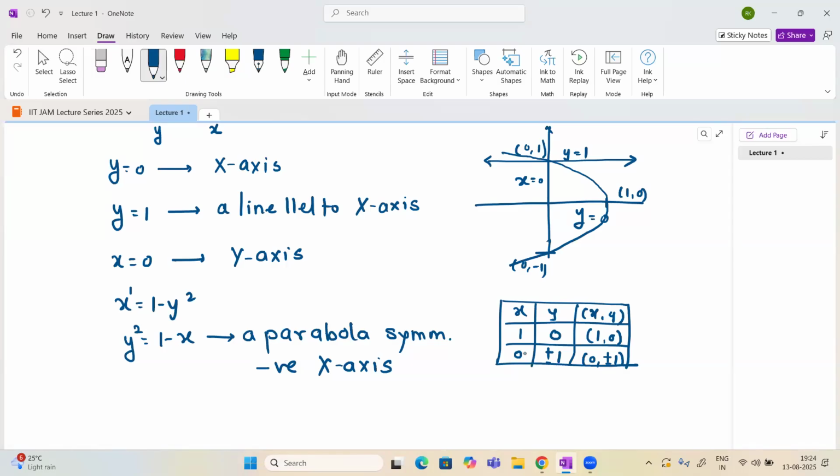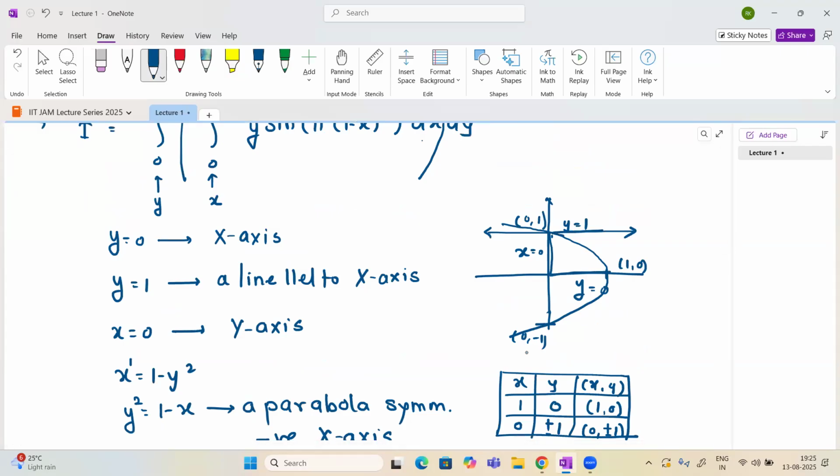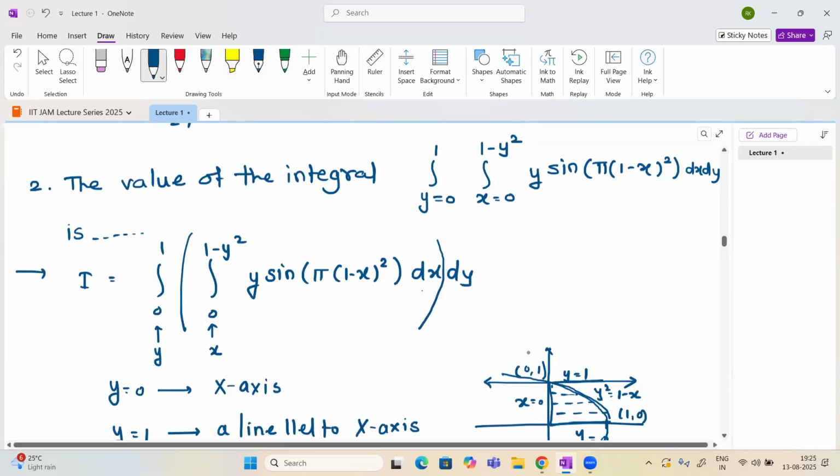Agree with me? So the given region is bounded by these 4 curves: x is equal to 0, this one; y is equal to 0, this one; y is equal to 1, this one; and this parabola also. Let me write here the equation of this parabola: y square is equal to 1 minus x. Okay, so this is the region of integration.